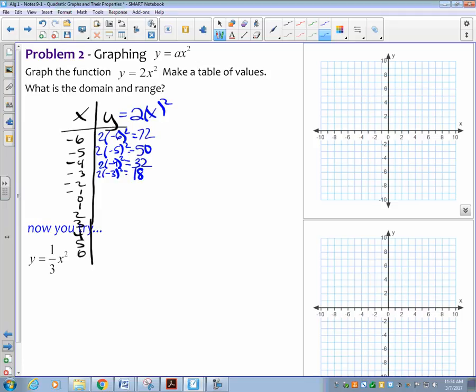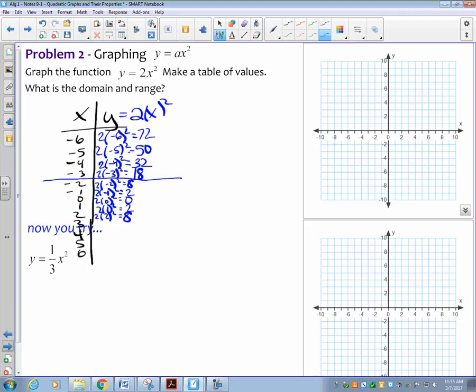Some of these we won't be able to graph on. -2 times -2 is 4. 4 times 2 is 8. Negative 1 times negative 1 is 1, times 2 is 2. So right now, I can graph the last two I just wrote down. The other ones are way off my graph. I can't get these. 0 times 0 is 0, times 2 is still 0. 1 times 1 is 1, times 2 is 2. 2 squared is 4, 4 times 2 is 8.